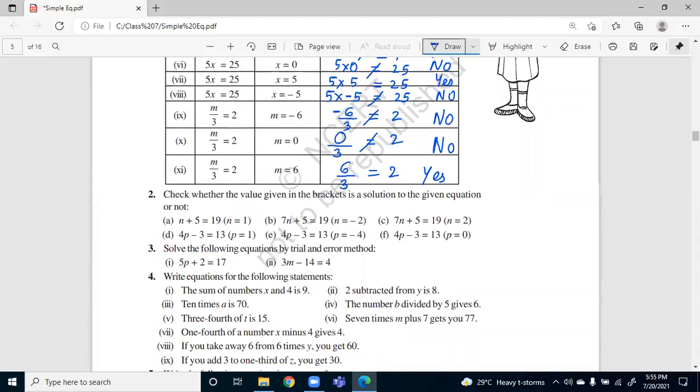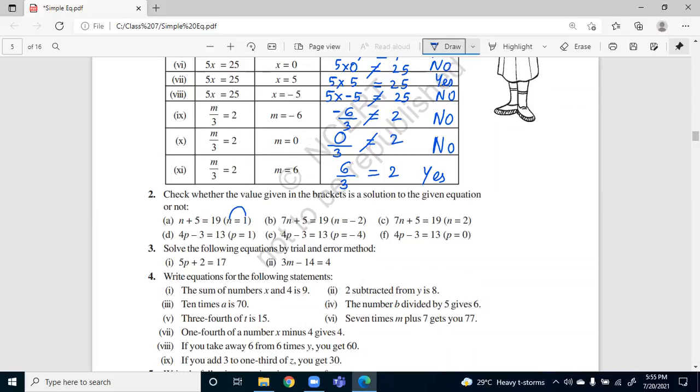Check whether the value given in the bracket is a solution to the given equation or not. So we have to check n is equal to 1 given in the bracket. We have to check, is it the solution of the equation or not? 5 is 6 and 6 is not equal to 19, so this is wrong. Yes. So in place of n, we have to put 1.